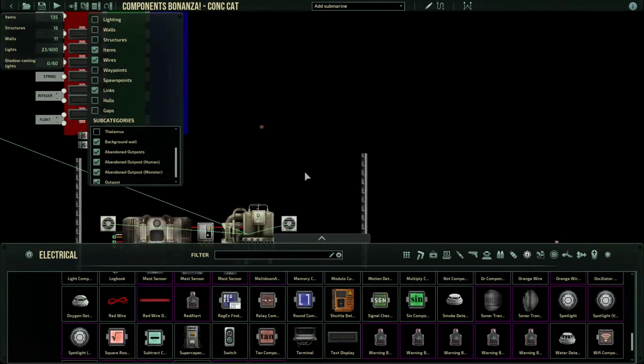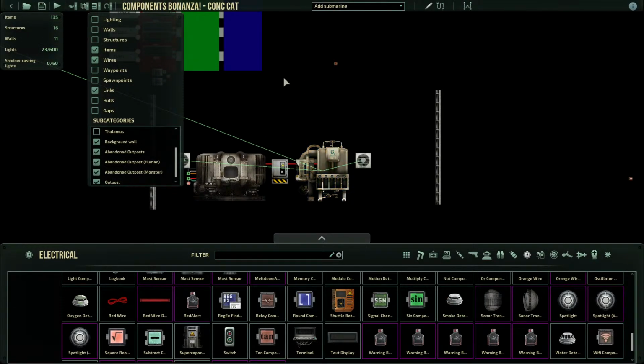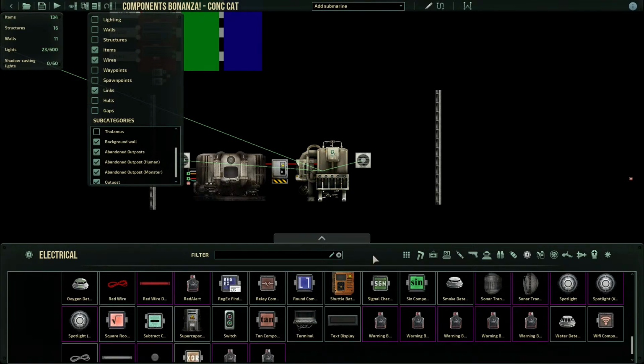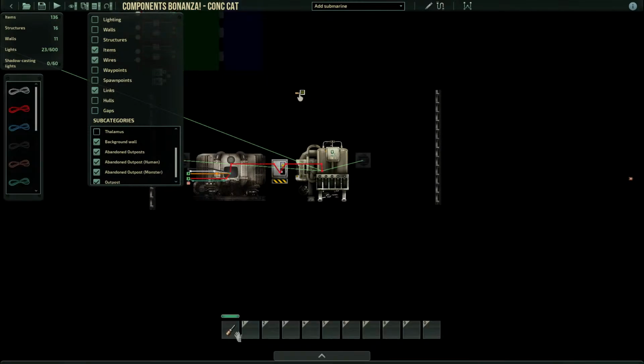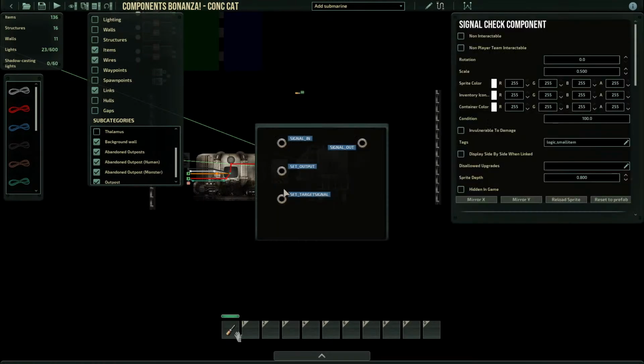There we go. All right. So where were we? Talking about the relay. Round component we talked about. Signal check we've actually talked about before too, but just because we got a couple newcomers, I'll touch on it. So signal check checks a signal against a target signal. So very much like the equals comparator, except this target signal can be changed dynamically.